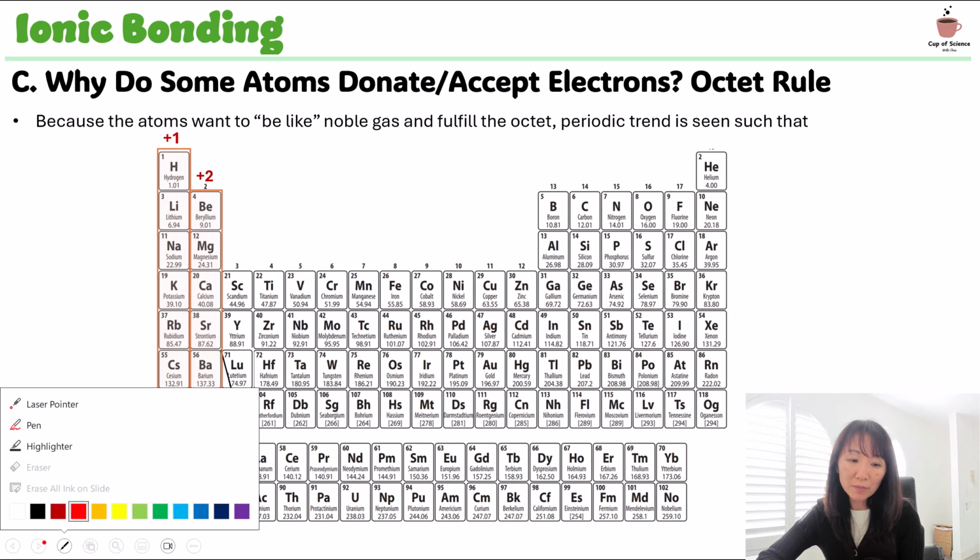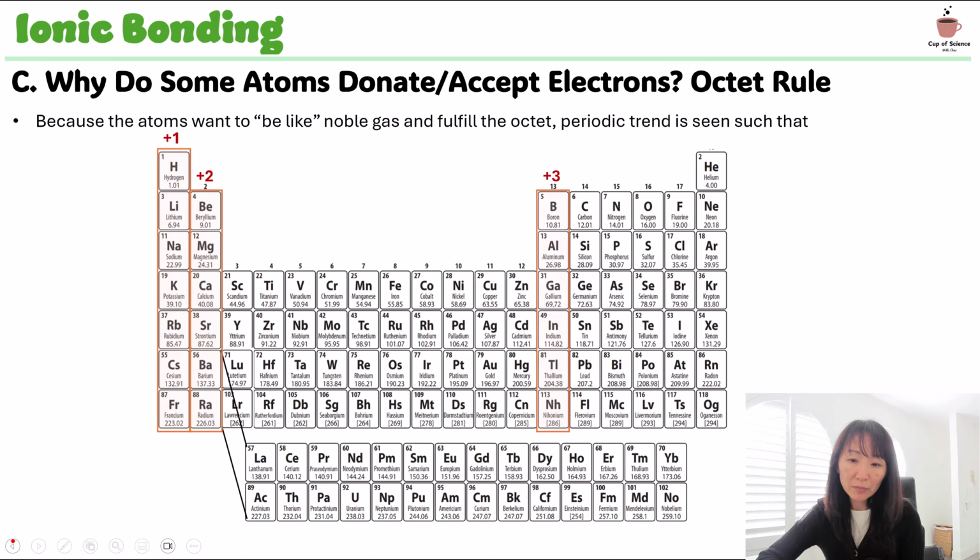Then column 3 will have a positive 3 charge, because they want to lose 3 electrons to become like a noble gas. Now, it's a little different coming from the right. From fluorine, the halogens, they want to gain 1 more to become like a noble gas, hence negative 1 charge, next negative 2, and then negative 3. There is this tendency for all of these elements, when they become an ion, to have these charges so that they can fulfill the octet rule.